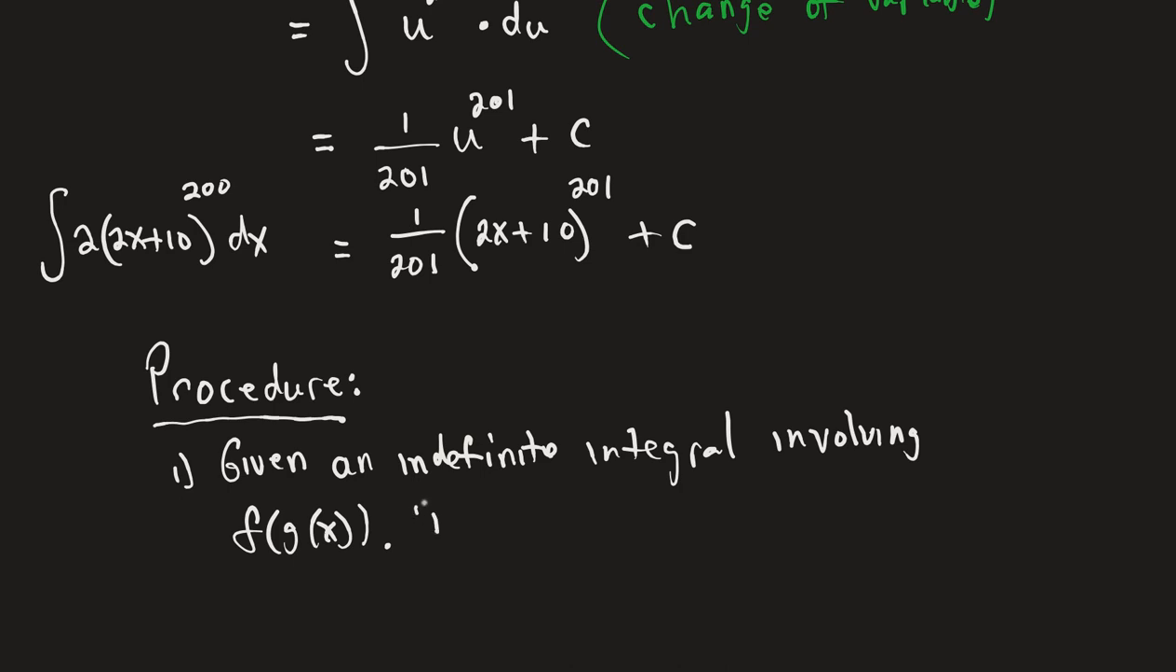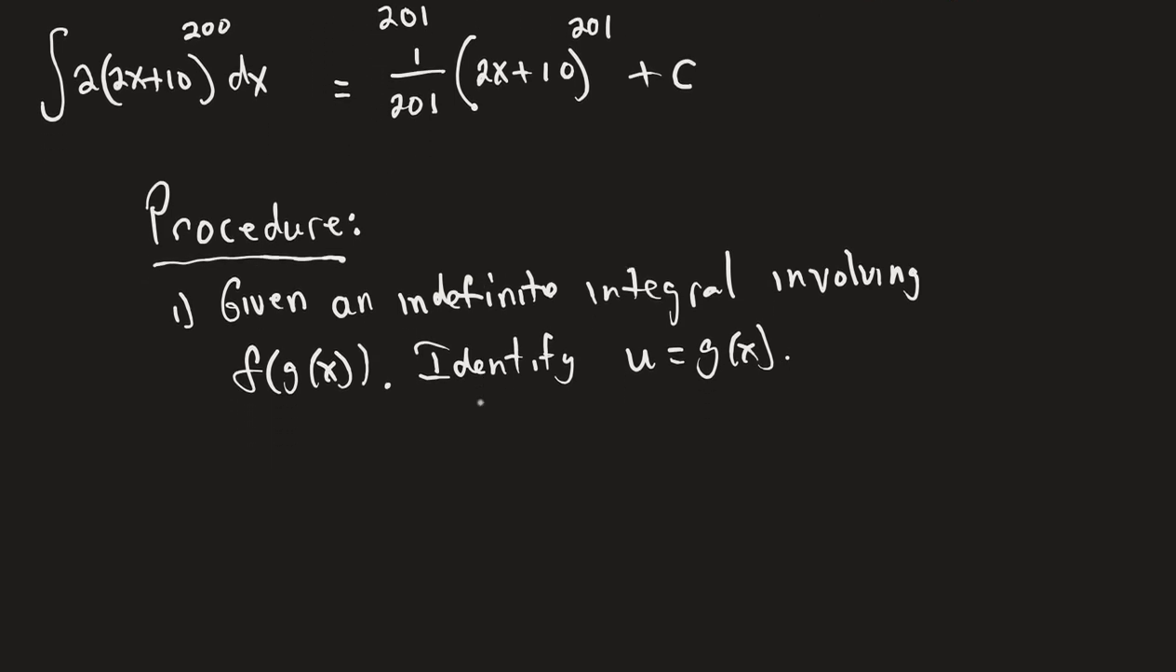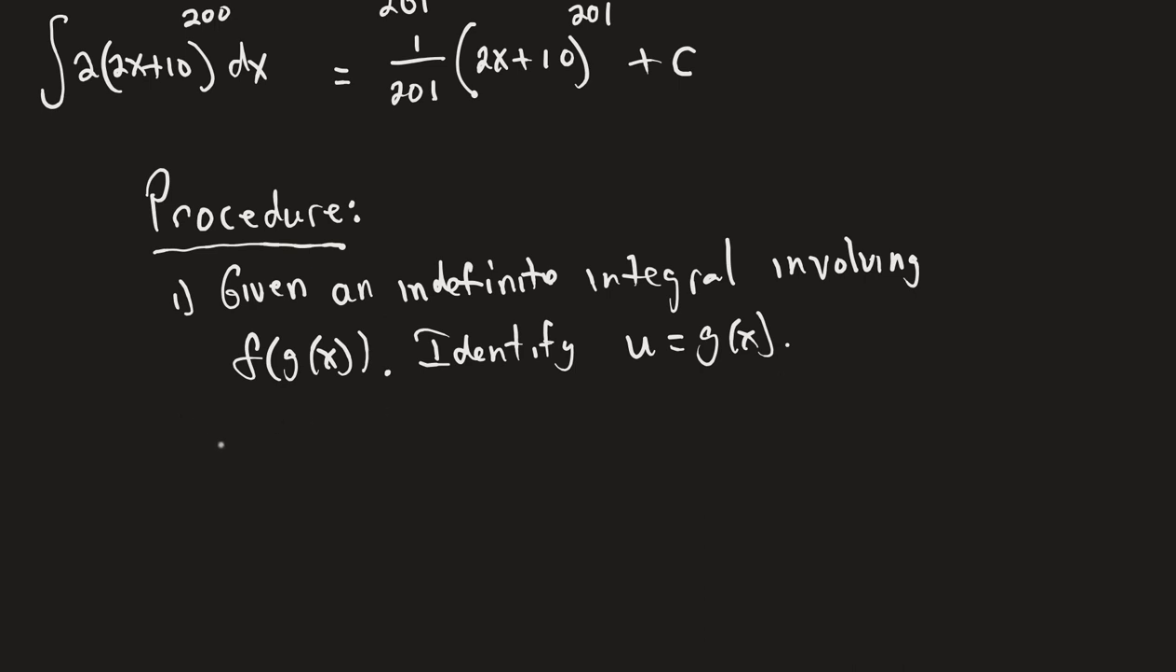What we're going to do is identify, again, that inner function, the g of x, and you can call it either g or u. So identify u equals g of x, right? And that's the first thing we did up there. We identified our u as the 2x plus 10, that inner part. And then we are going to find the differential du, which I can write down symbolically. The differential of this is going to be g prime of x times dx, right?